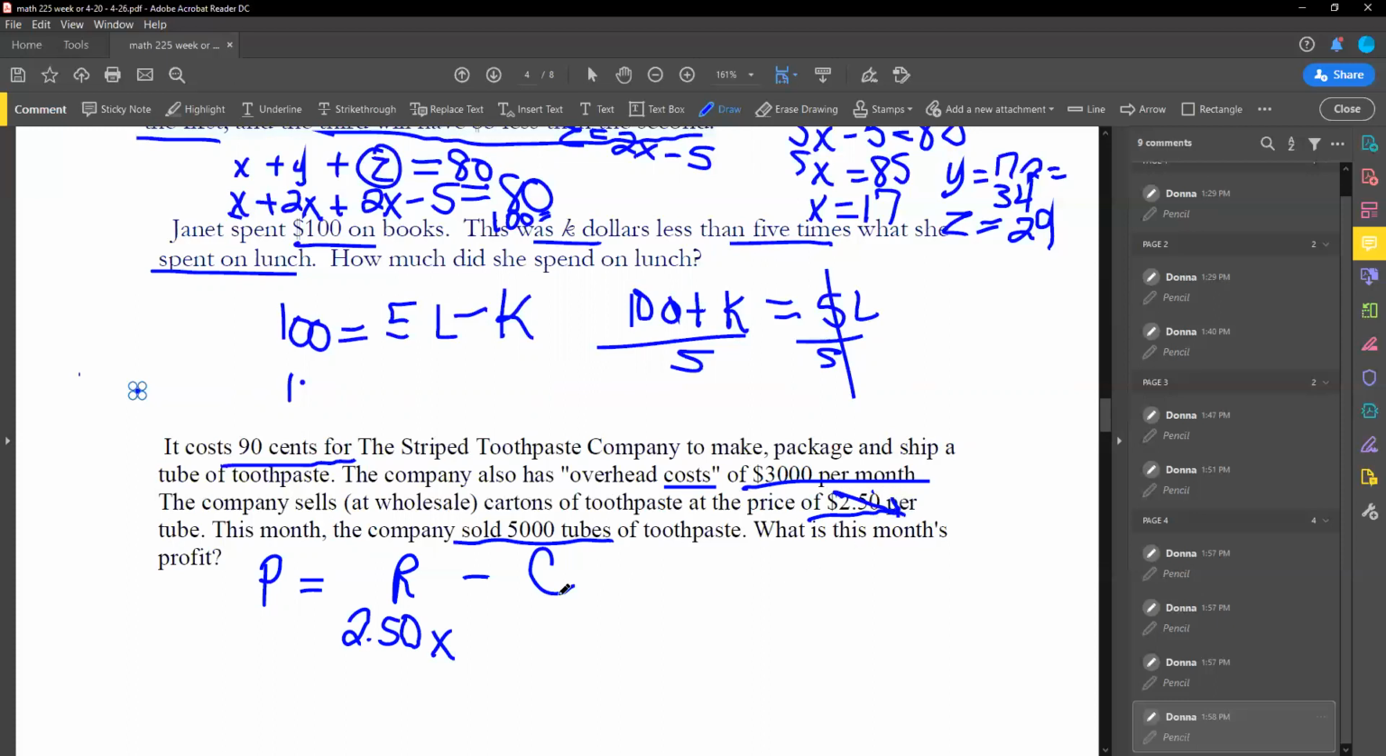I'm going to cross it out since I used it. The cost would be 90 cents for each toothpaste. So it's 0.9 times X, right? And I'm also going to take off the cost of $3,000 a month. That's fixed, okay? So that would be equal to my profit, okay? Only one more number to use, 5,000 tubes of toothpaste. What's the profit? I'm solving for P, so X would be the number, it's 5,000. So I'm going to type in 5,000 for X and use my calculator.